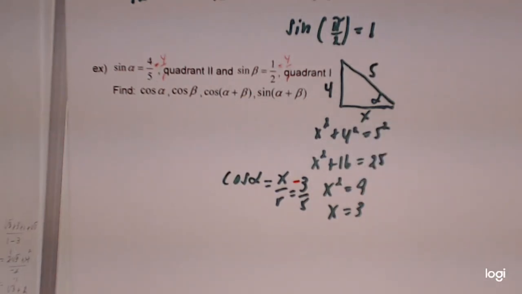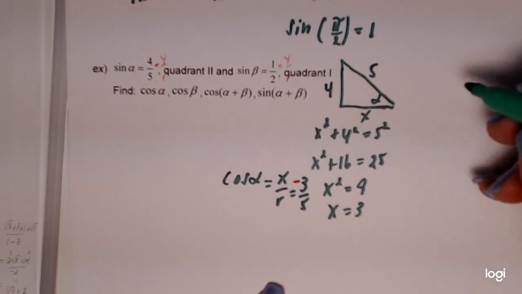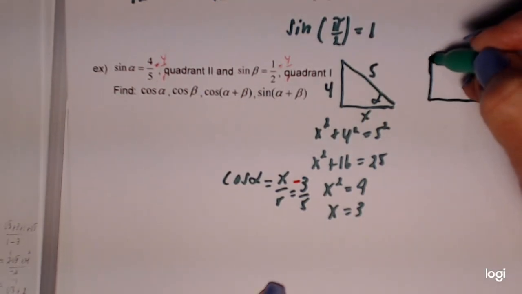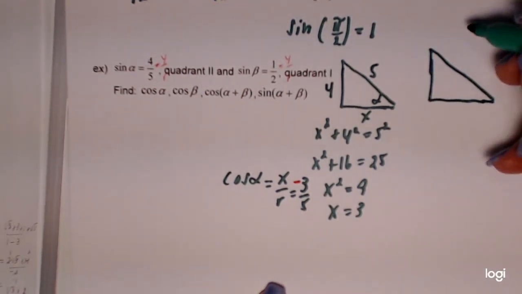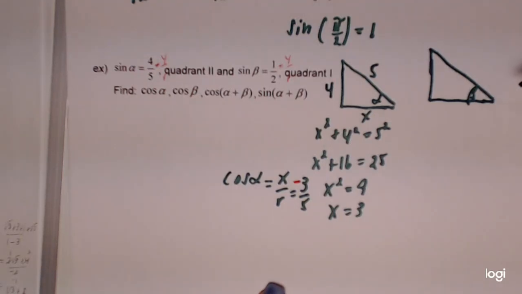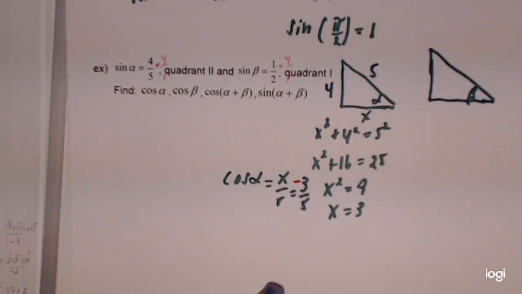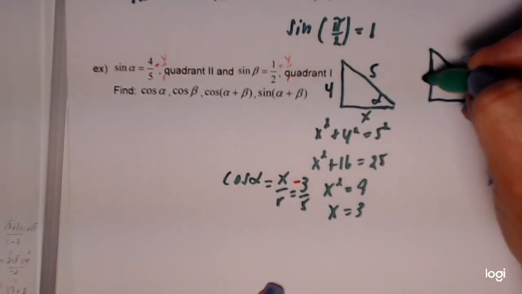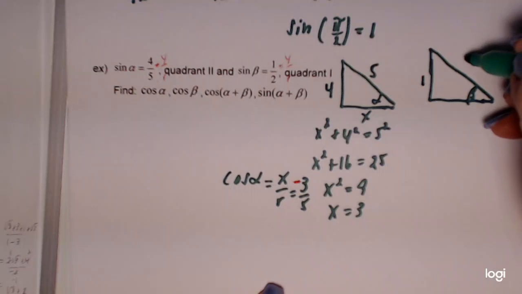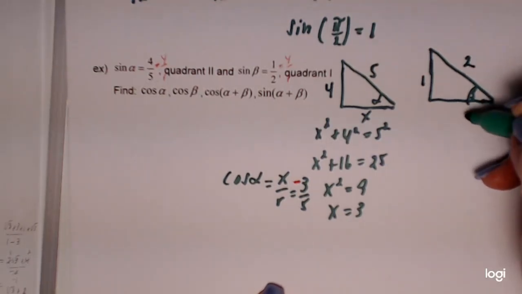Now we have our other angle to consider, which I'm going to call beta. I know somebody's probably saying, oh, these triangles look pretty much the same. We're just using it to help us get an idea of what's going on here. And our sine, in this triangle, is 1, and our radius here is 2. And again, we need this x.